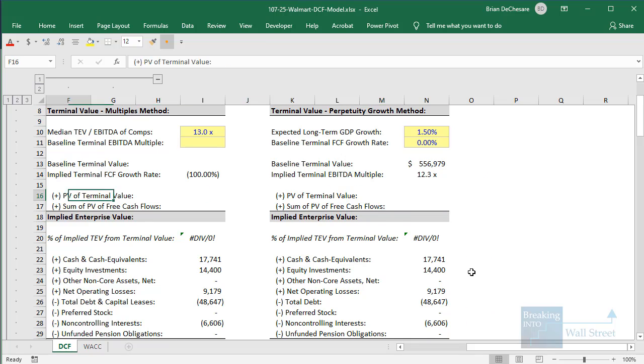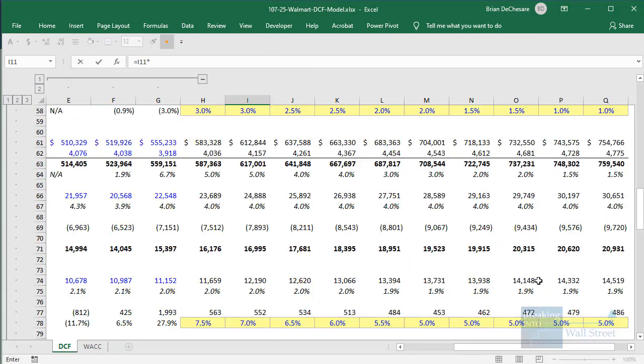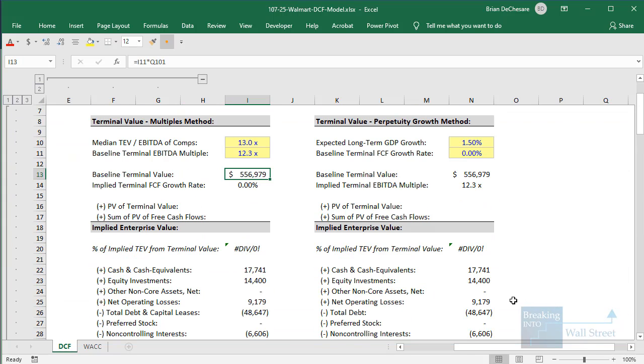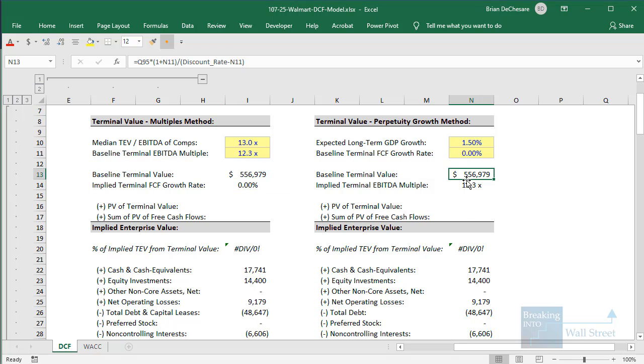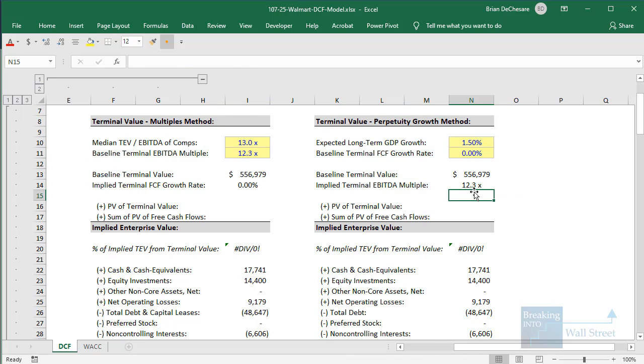And then another way to do this is to apply the multiples method. So if I take this 12.3x multiple, for example, I can take this and then multiply by the final year EBITDA. And that gets us to the same value right here. So this is the first step of the process. And we want the numbers from both these methods to be consistent. We often use both these methods to cross-check our results and make sure that they make some amount of sense.